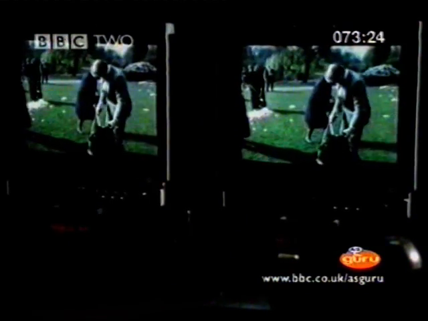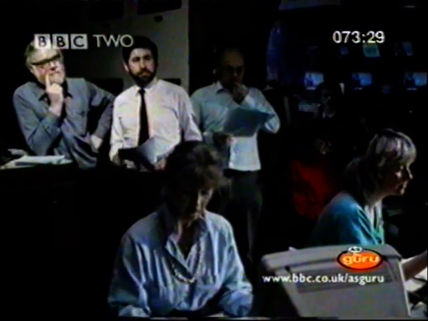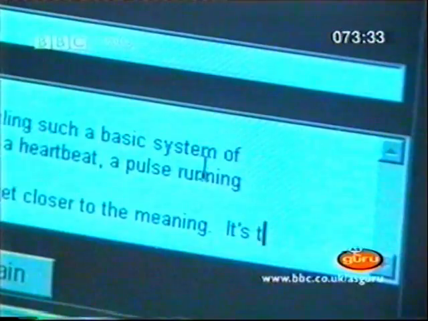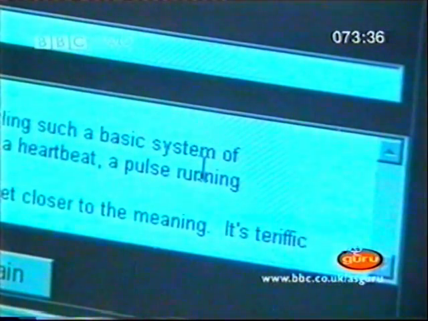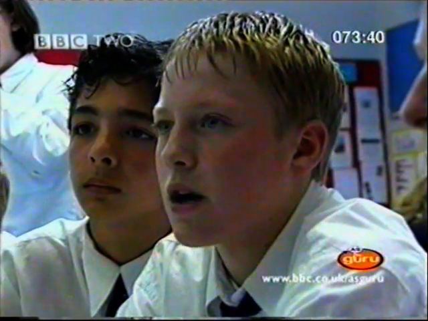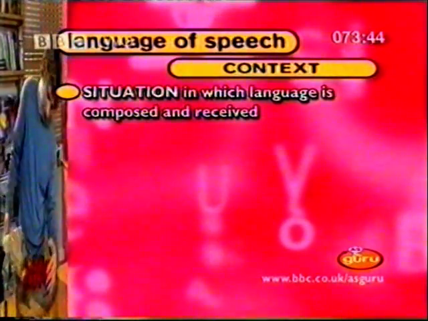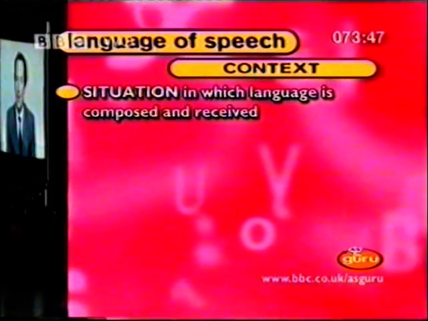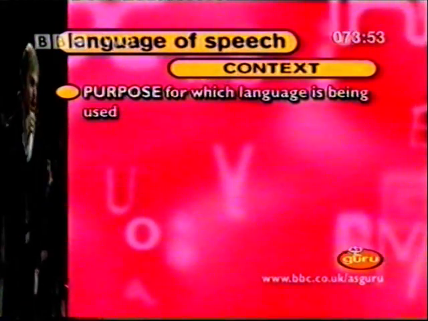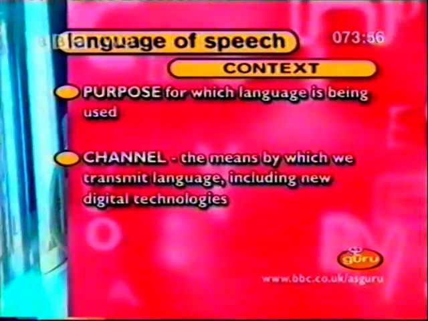What causes these differences? And how is it possible to describe them? Well, for any text, written or spoken, Shakespeare, speech or email message, language varies in response to its context. And that context can be divided into 4 different aspects. They are the situation in which the language is composed and received, the audience for the language event or participants in it, the purpose or purposes for which it is being used, and the channel.